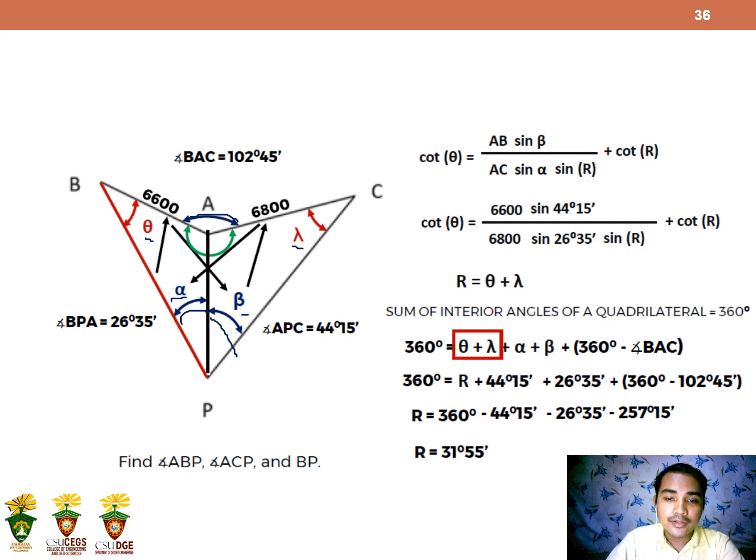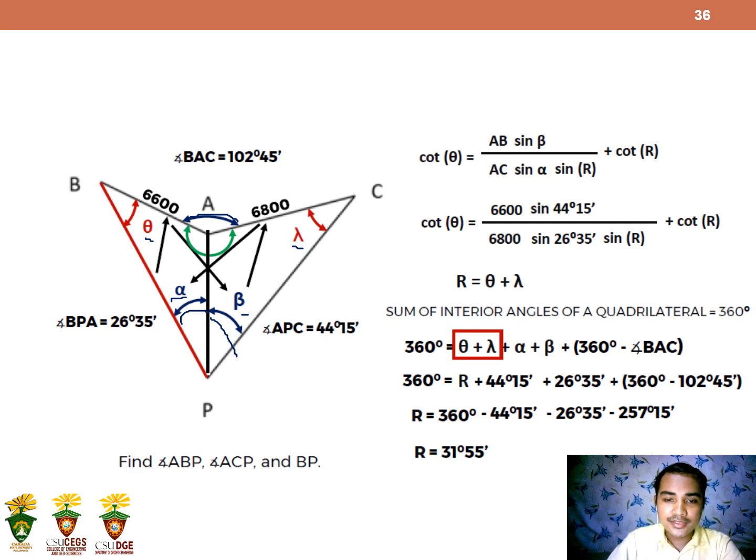So now, going back to our equation, we're going to get the theta using the cotangent formula. So we have cotangent theta is equal to AB, or BA, cross sine beta, all over AC, the side opposite, AC, then cross sine alpha, then plus sine R, and plus cotangent R.